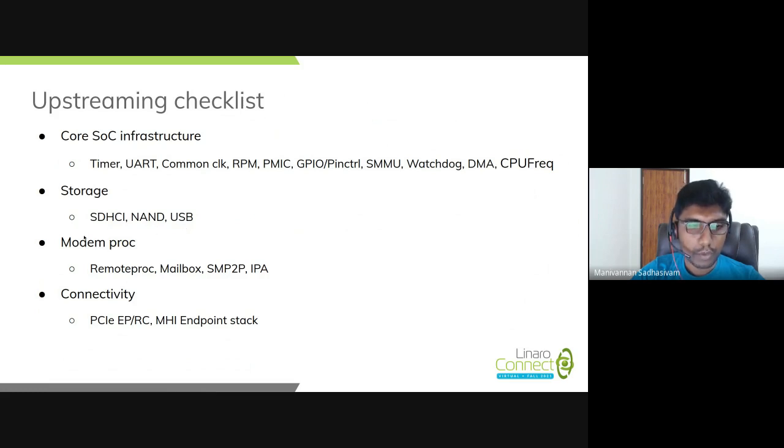And the third one is the modem proc. It covers remoteproc, mailbox, SMP2P, and IPA. But these three categories are more common across all the Qualcomm SoCs, so I'm not going to cover them in detail. There is a final category called connectivity, and that consists of PCIe endpoint and root complex and the MHI endpoint stack. And this will be covered briefly in this presentation.